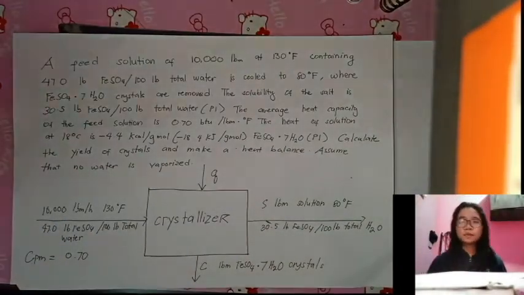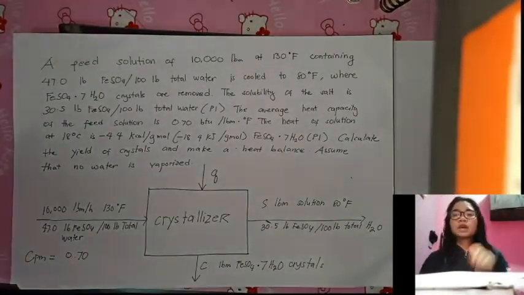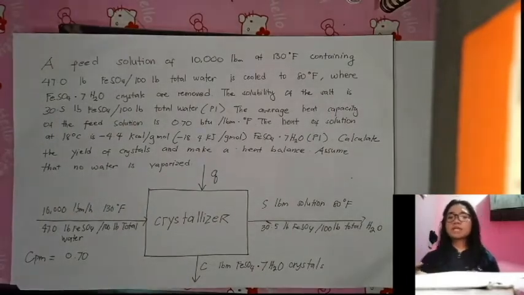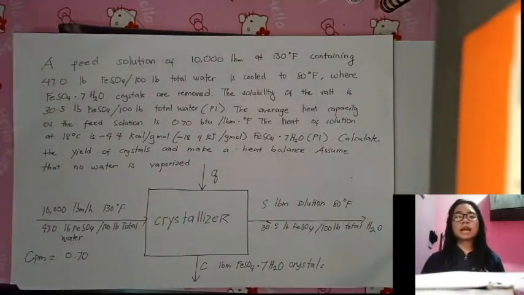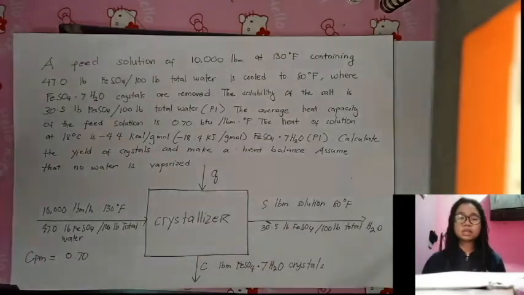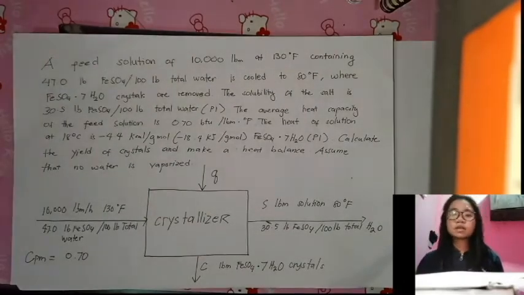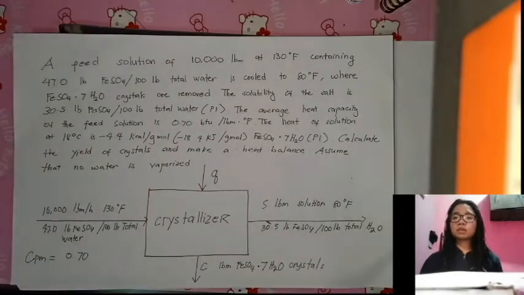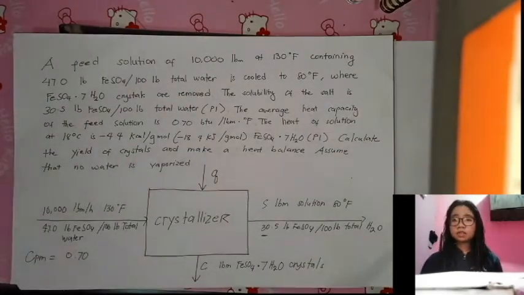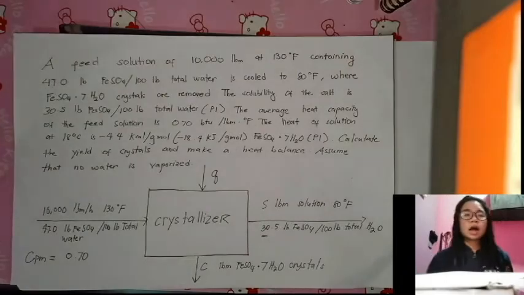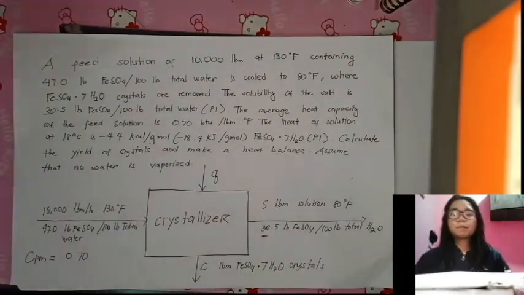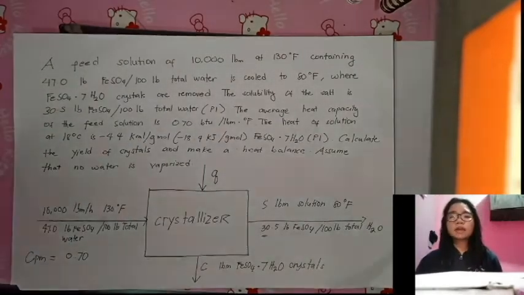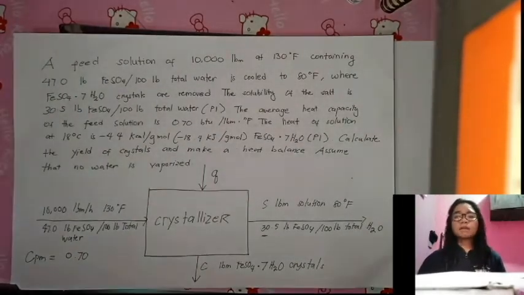So now, let's talk about the problem. A feed solution of 10,000 pound mass at 130 degrees Fahrenheit, containing 47.0 pounds iron sulfate per 100 pounds of total water, is cooled to 80 degrees Fahrenheit, where iron sulfate heptahydrate crystals are removed. The solubility of the salt is 30.5 pounds iron sulfate per 100 pounds of total water.